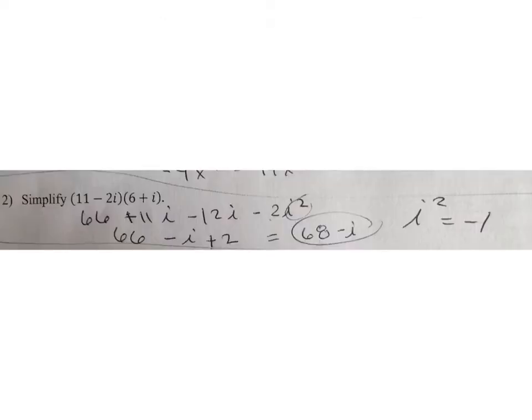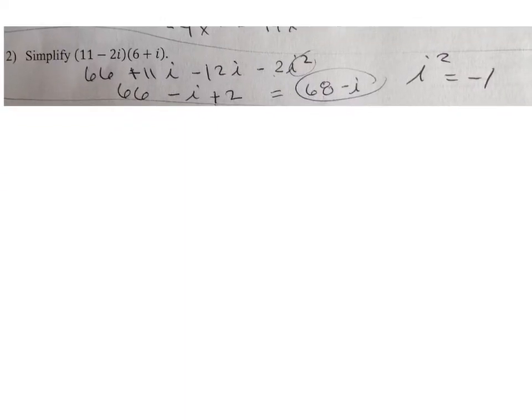So problem number 2, we're told to simplify 11 minus 2i times the quantity 6 plus i. Again, this is just distributive property. So I'm taking the 11 times the 6 to get the 66, 11 times the i to get the 11i, then the negative 2i times the 6 to get the negative 12i, and the negative 2i times the i to get the negative 2i squared.